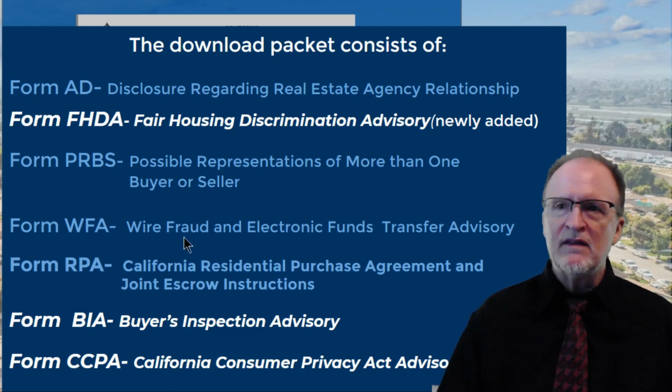As I noted, in this video, we're going to go over the FHDA, which is the Fair Housing Discrimination Advisory, and that's a new form that was just added in October of 2020. And we're going to go over the BIA, which is the Buyer Inspection Advisory. We're also going to cover the California Consumer Privacy Act Advisory.